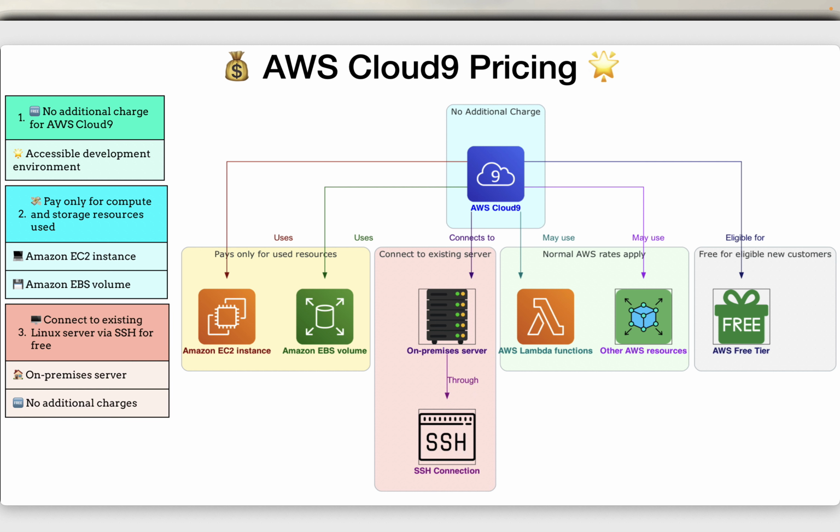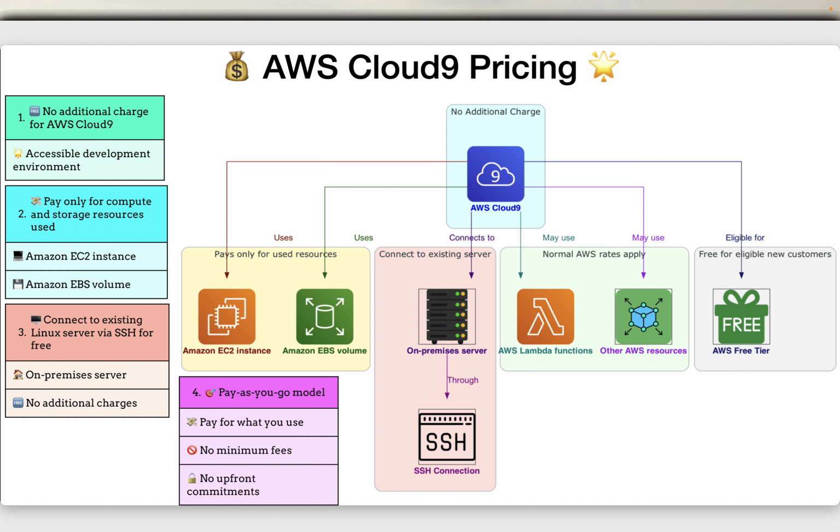You can connect your AWS Cloud9 environment to an existing Linux server, such as an on-premises server, through SSH without incurring additional charges. So this is if you want to avoid paying for EC2 and EBS volume, you can have an SSH connection to your own server, and you can use that computing power, CPU power, and you can store the file on your own server. So you can avoid that cost if you want to.